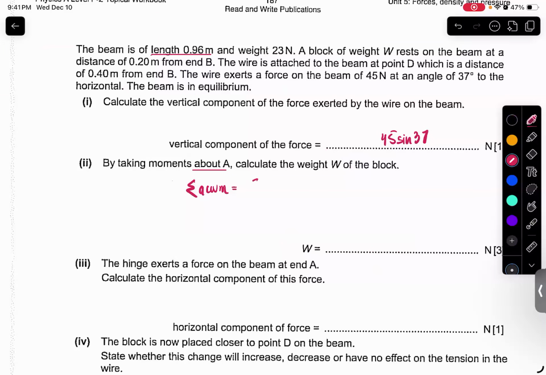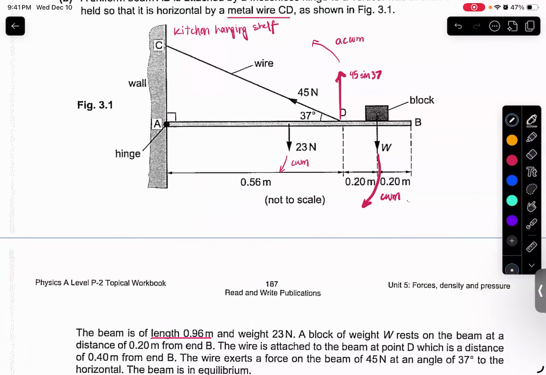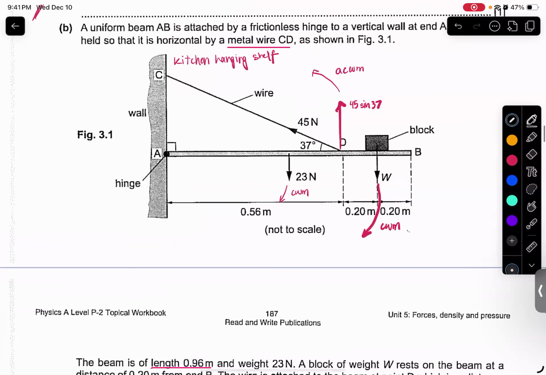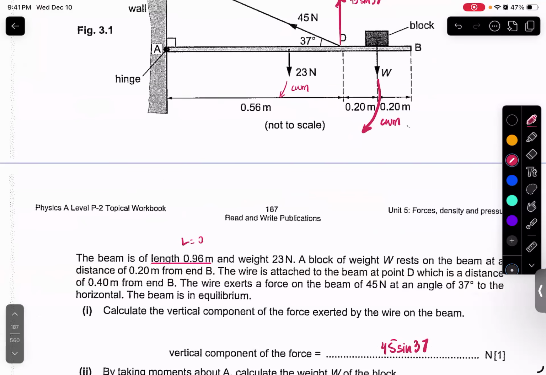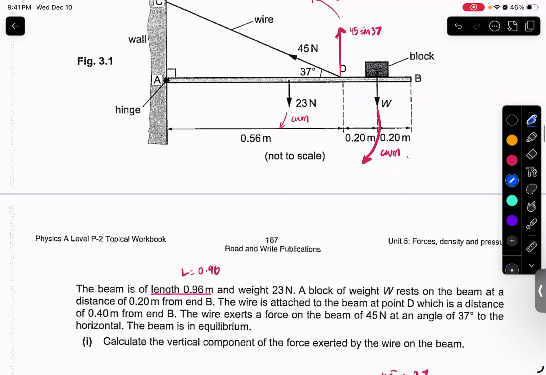Anti-clockwise moment equals clockwise moment. And thus, what are the clockwise moments? 23 multiplied by... this is tough, how do you figure out what this distance is? Oh wait, we do know that, because this is the center of mass of a uniform beam. The total length was 0.96 meters, so the point at which the weight acts must be half the length. So 0.96 divided by 2 is the point at which this is acting.